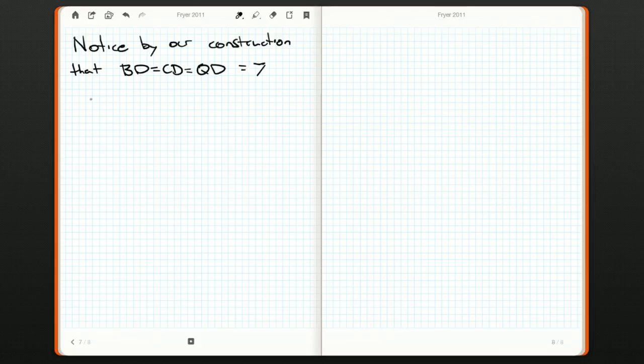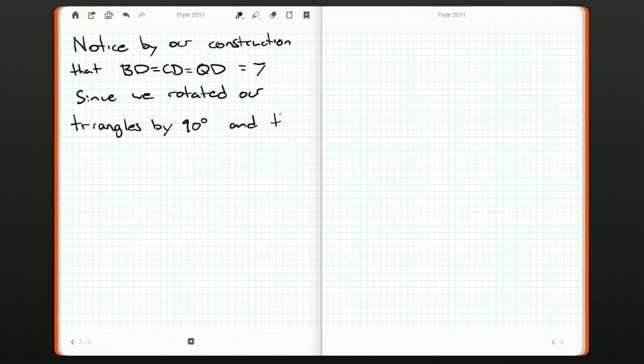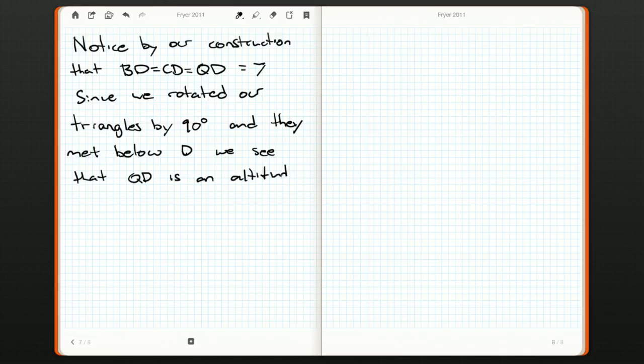So these guys are all going to be equal. They're going to be 7. Now, since we rotated our triangles by 90 degrees, we can see that QD is an altitude of PQR.